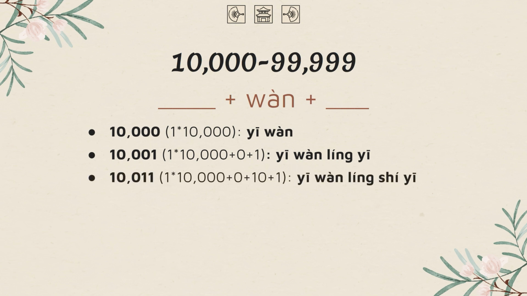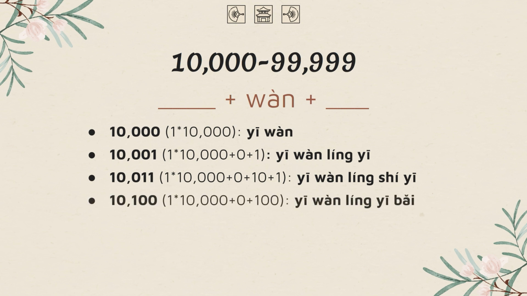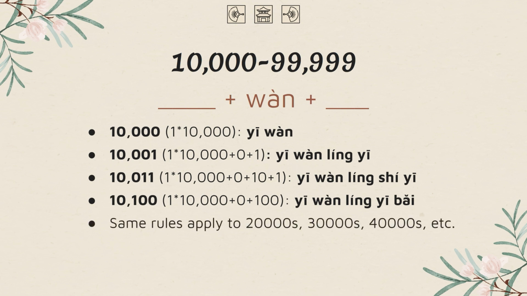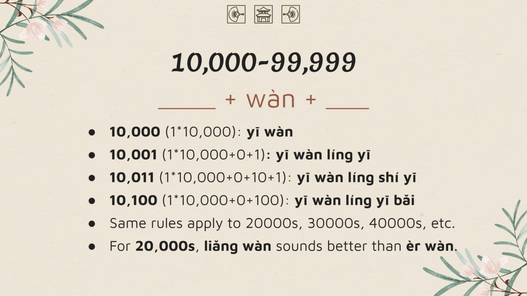10,011. 10,100. Again, we apply the same rules to the other numbers in the tens of thousands. For 20,000, we use "liang wan" instead of "er wan".